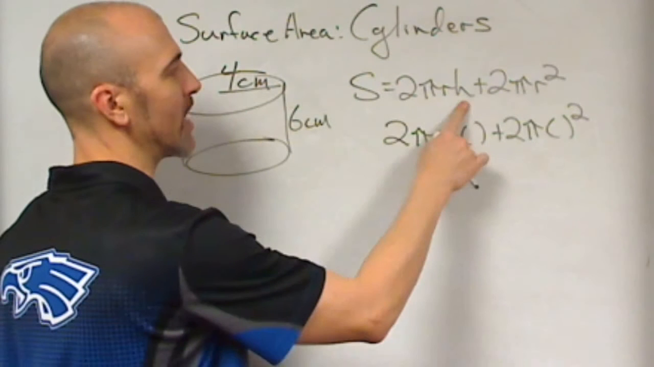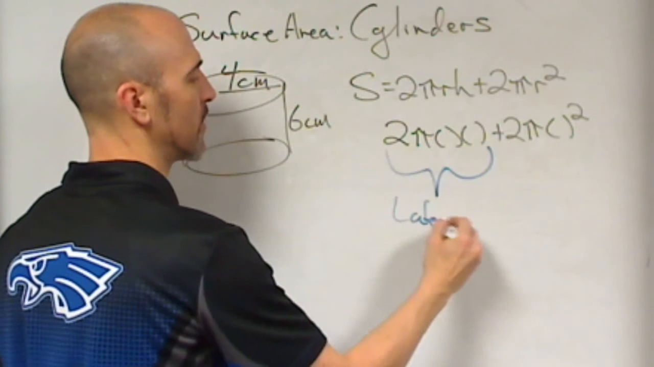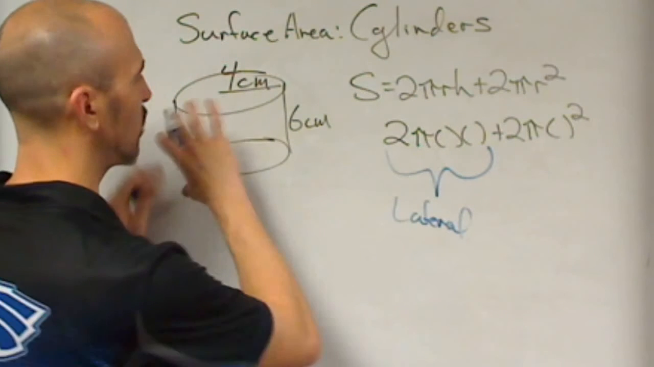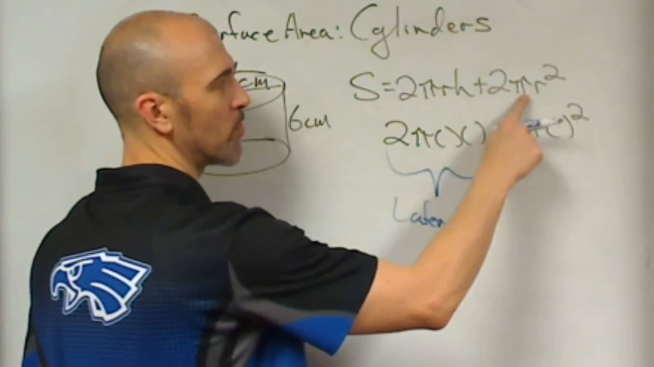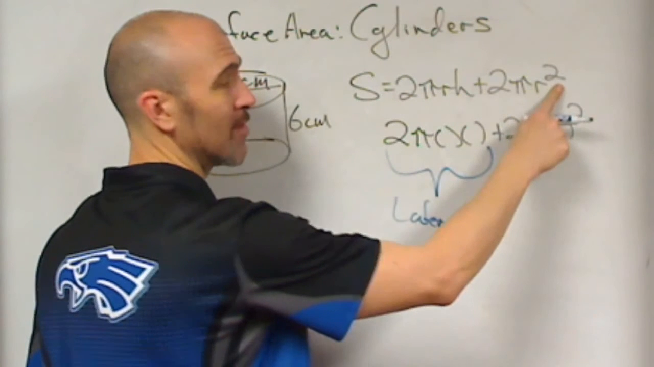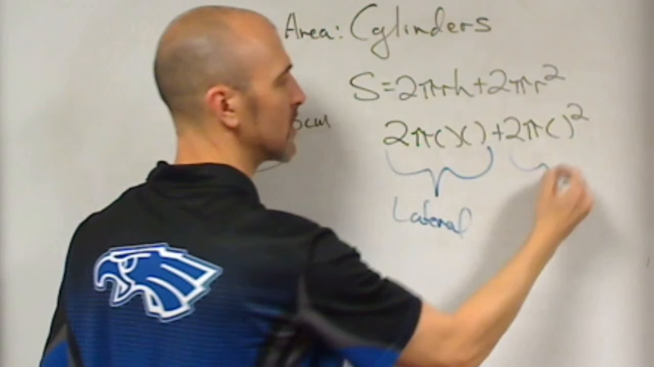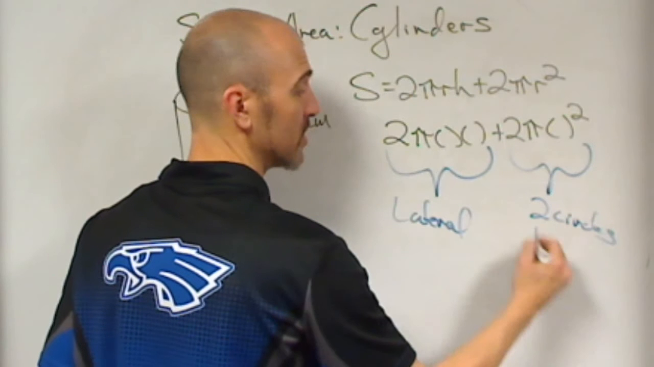This 2 pi RH, this part right here, this is the lateral surface area. Okay? This is the soup can label. This is the rectangular part that makes the outside of the cylinder. How do we find the area of a circle? It's pi r squared. So we have 2 circles, the top and the bottom. That's why we multiply by 2. So this is the 2 circles, or the top and bottom.